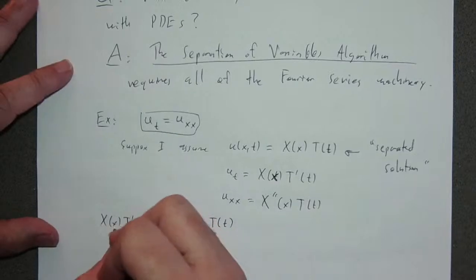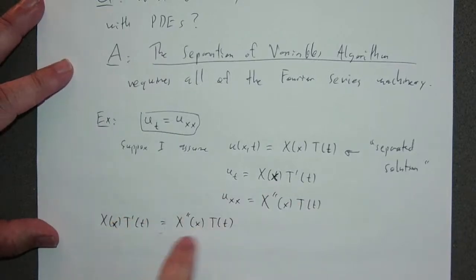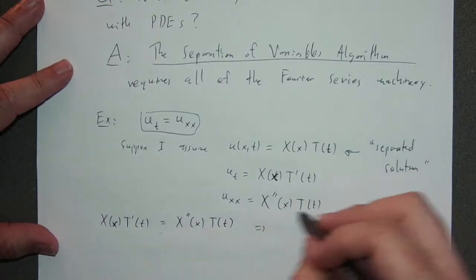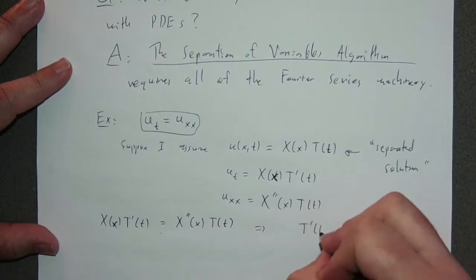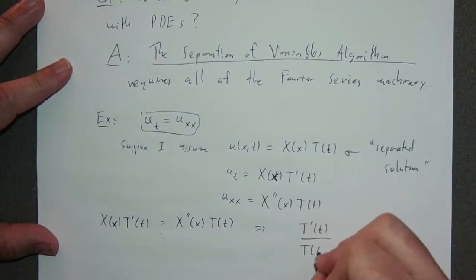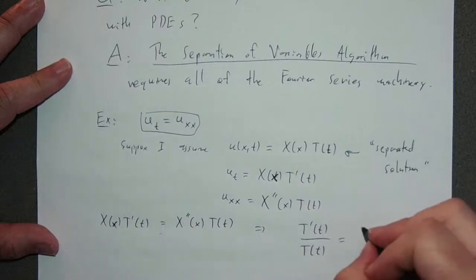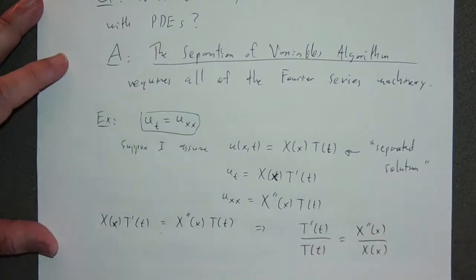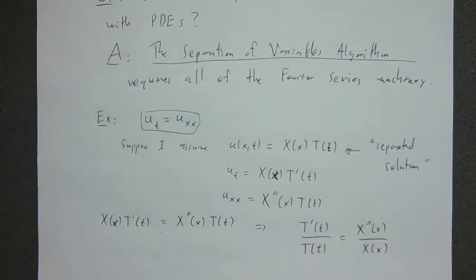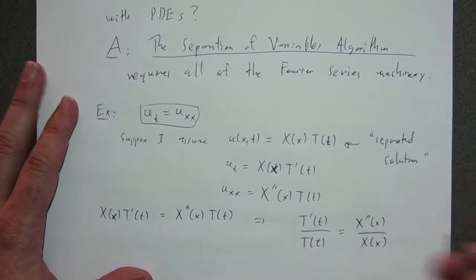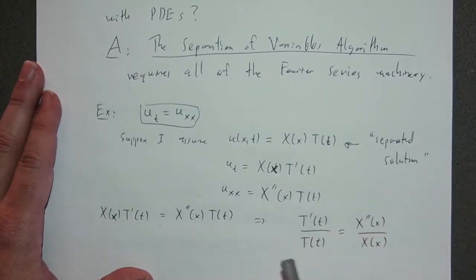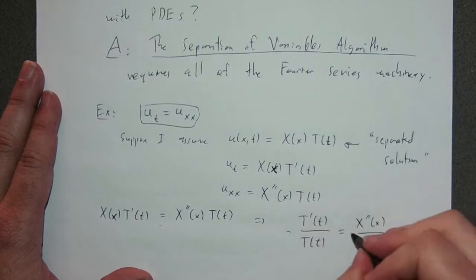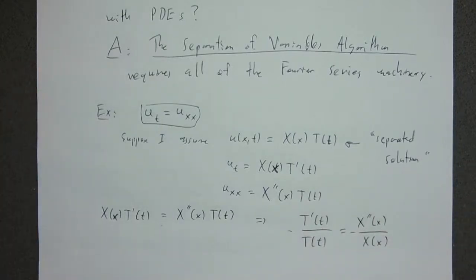So what I'm going to do now is divide both sides by T and X, which leads me to the following expression. I have T prime of t over T of t is equal to X double prime of x over X. For convention's sake, I am going to introduce a minus sign here. If this is true, then certainly this is true, right?